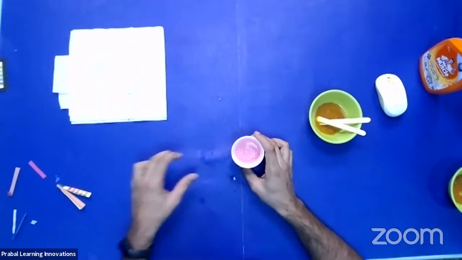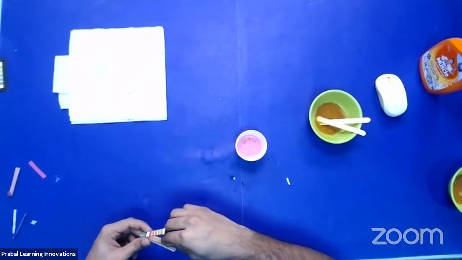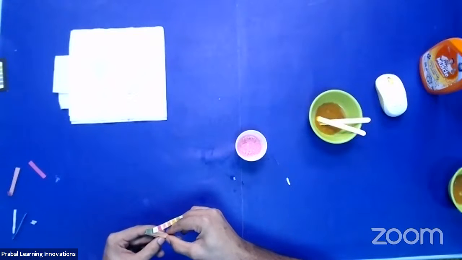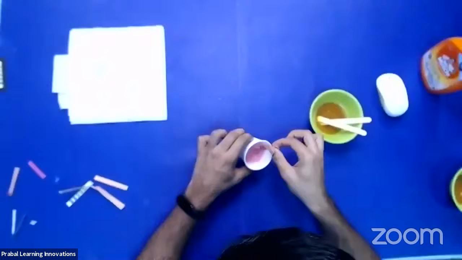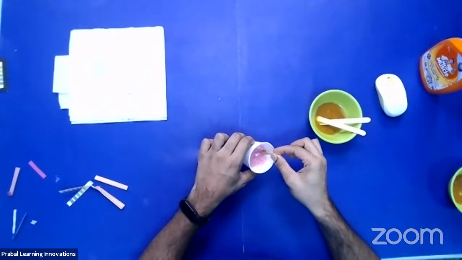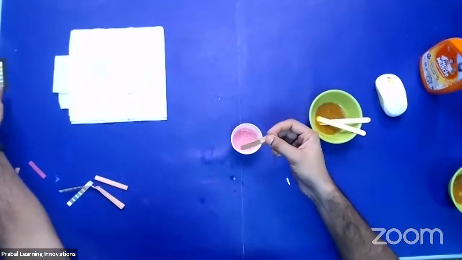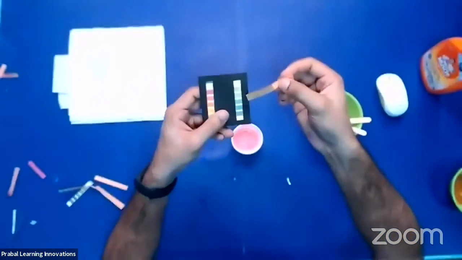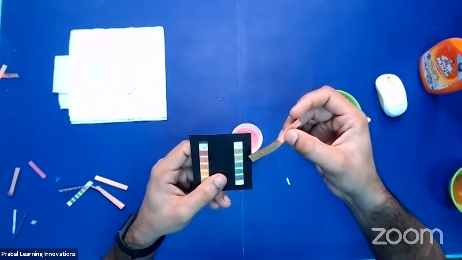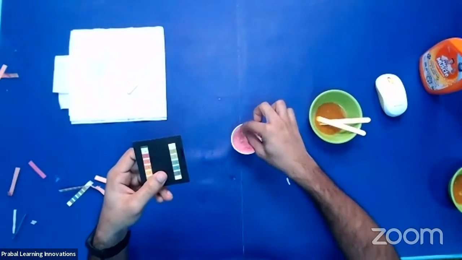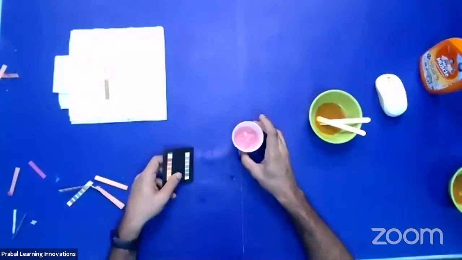Let's check the pH using the pH paper. Okay, I have the pH paper with me. It has turned green. Let's take the pH scale. It is somewhere between 8 or 9. That means it's a weak base. So right now the pH of this particular solution is basic. Let's keep that aside.